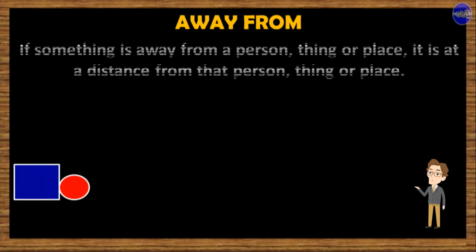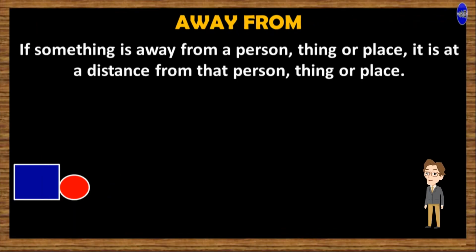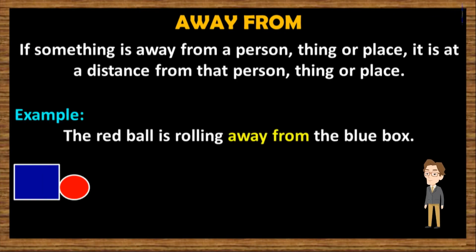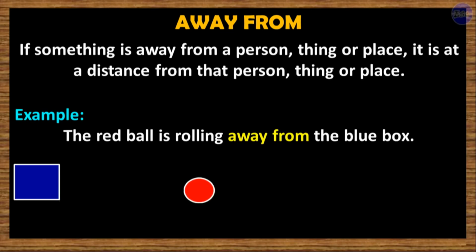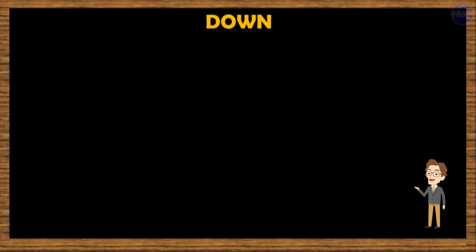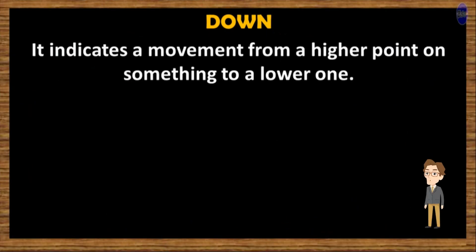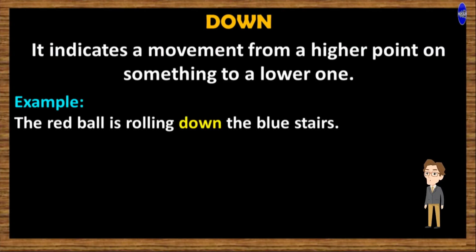Away from. If something is away from a person, thing or place, it is at a distance from that person, thing or place. Example: the red ball is rolling away from the blue box. Down. It indicates a movement from a higher point on something to a lower one. Example: the red ball is rolling down the blue stairs.